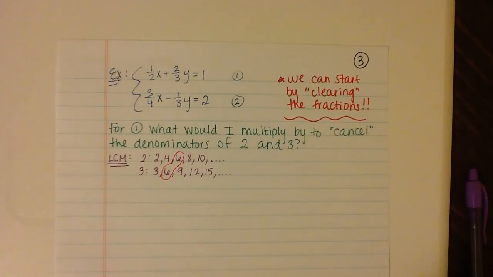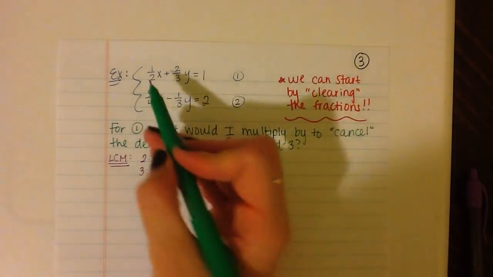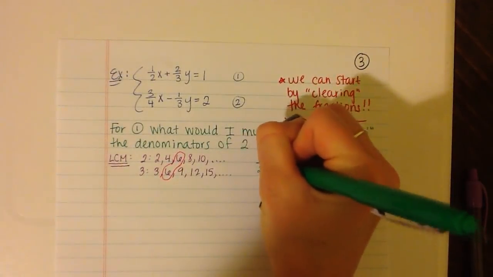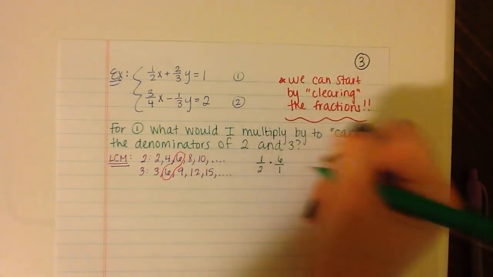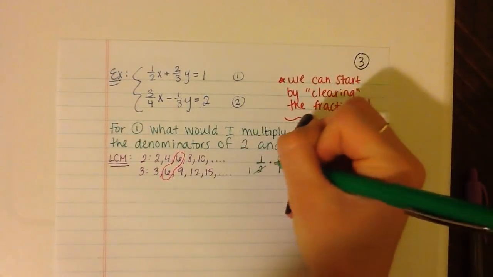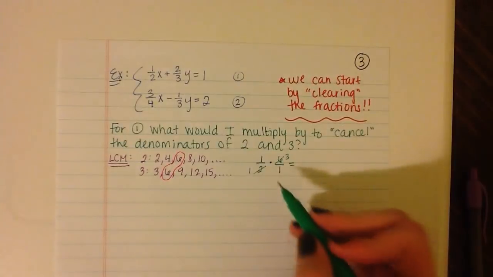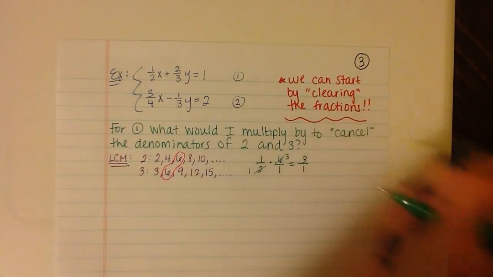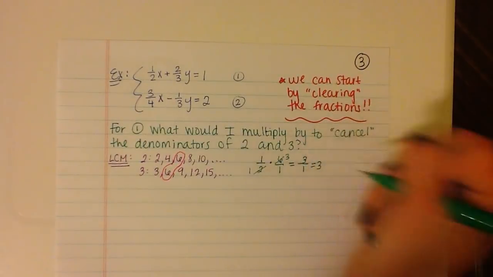Since that is our least common multiple, we're going to multiply both of our fractions in the first equation by 6. So off to the side, let's take our first fraction, which is 1/2. We're going to have 1/2 times 6, which is 6 over 1. These can cross reduce. So we have 1 times 3 is 3, 1 times 1 is 1, and that is just 3.